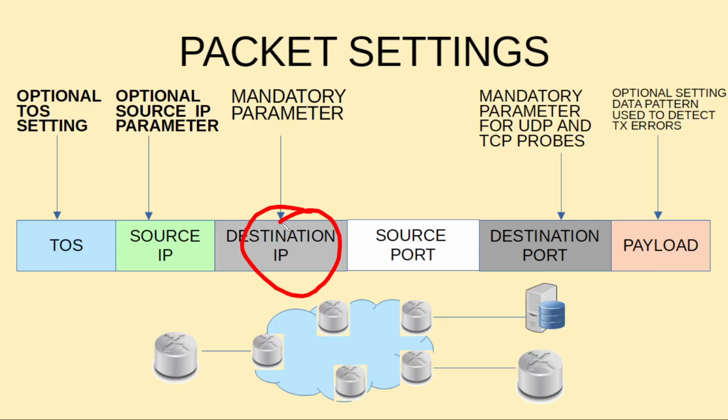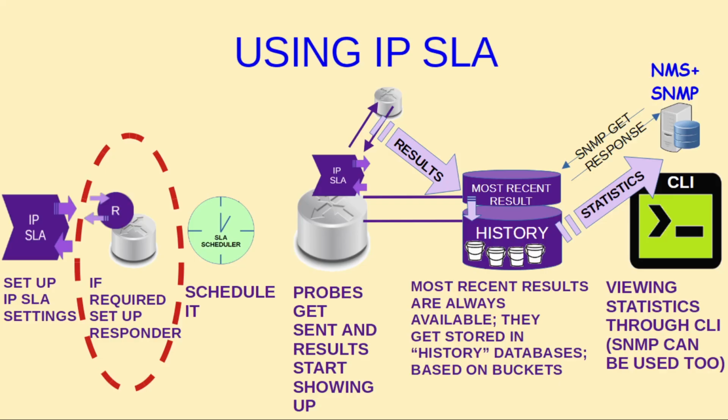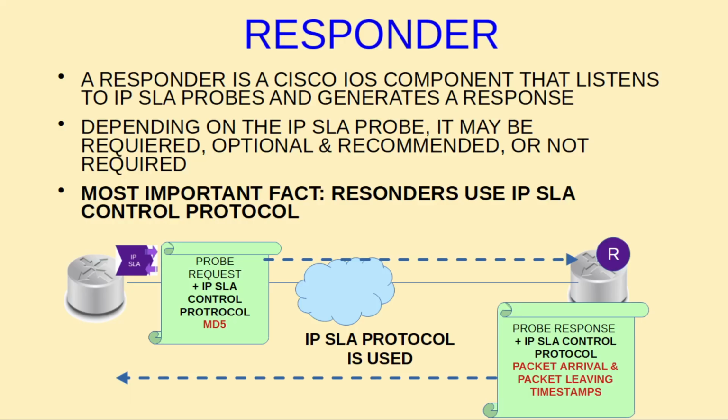The destination IP and the destination ports are mandatory parameters. However, we can customize the TOS fields, the source field, and the payload. The next step in the IP SLA process is optionally configuring a responder. A responder is a Cisco IOS component that listens to IP SLA probes and generates a response.